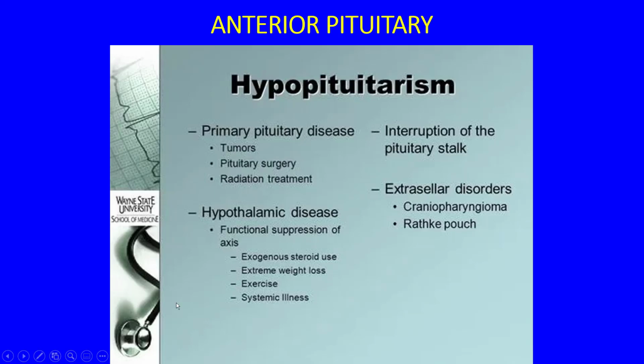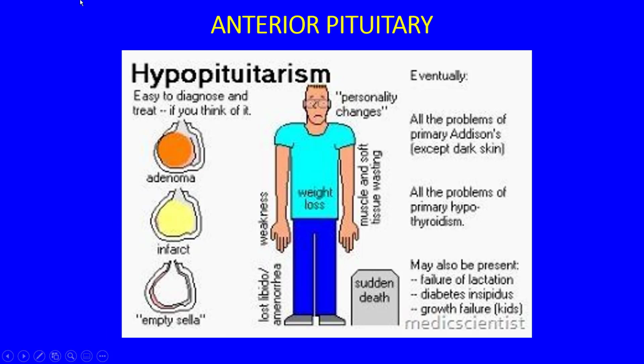Okay, this is where we're having a distortion in the production of certain steroids, such as from ACTH, etc. Now, in hypopituitarism, what you're going to probably see are all the problems of primary Addison's disease, except the dark skin, and all the problems of primary hypothyroidism. They may also present as a failure of lactation, diabetes insipidus, and growth failure in kids. You will have loss of libido, amenorrhea, weakness, muscle and soft tissue wasting. It is possible to also have weight loss and personality changes.